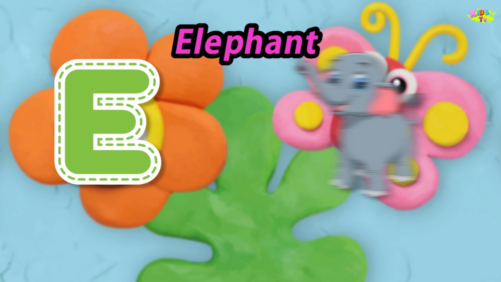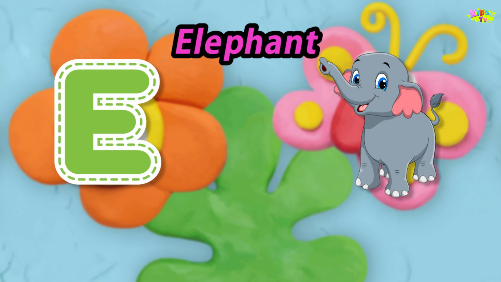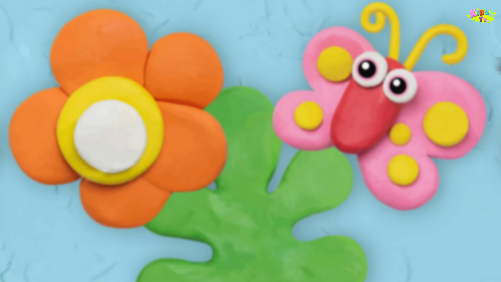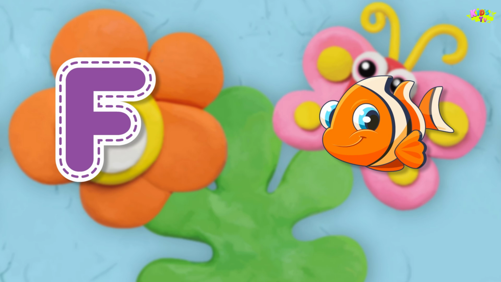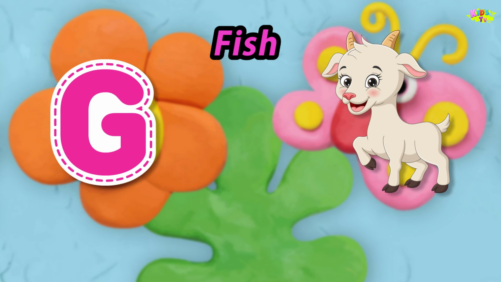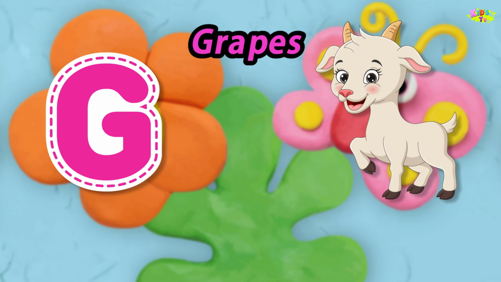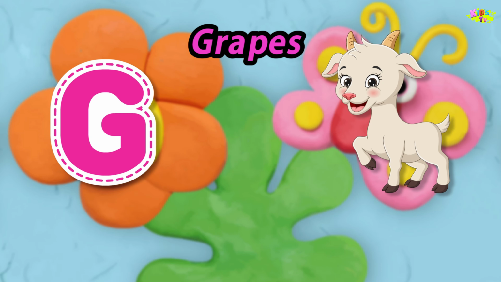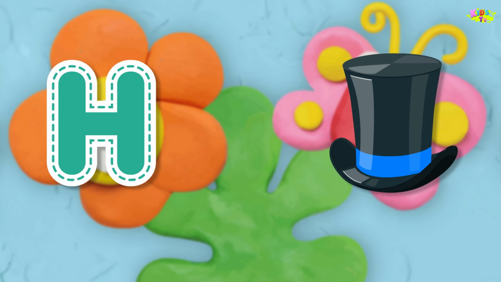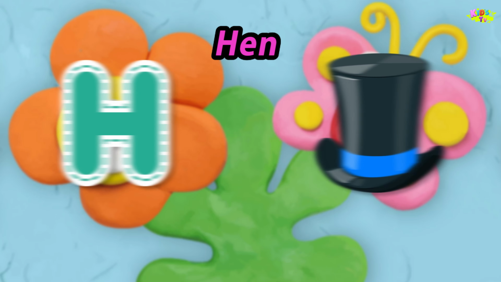E is for elephant. F is for fish. G is for goat. H is for hat.